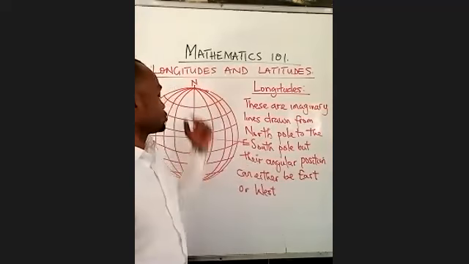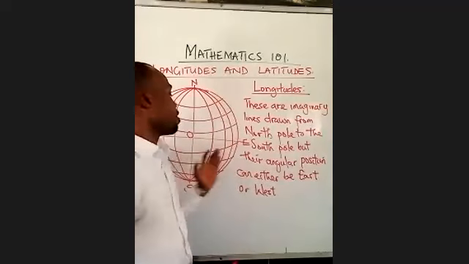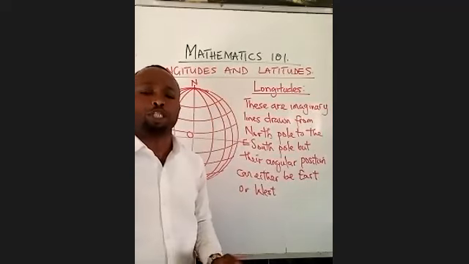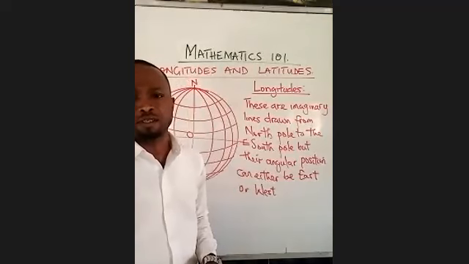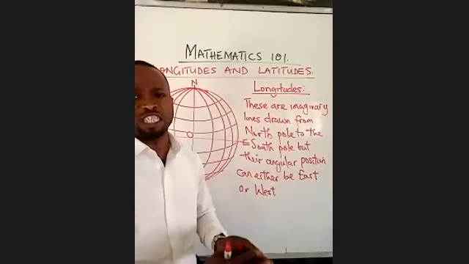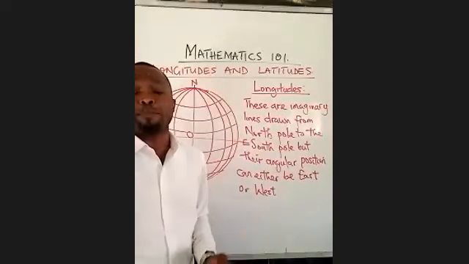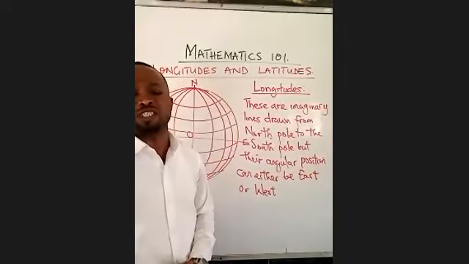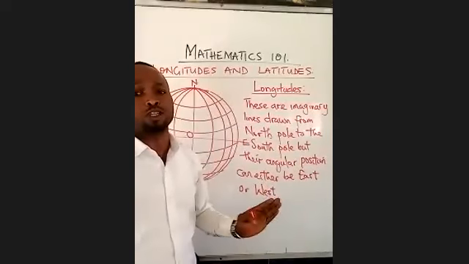from North Pole to the what? To the South Pole. But their angular position can either be what? East or what? Or west. What do I mean? When you see a question and you are given like 120-degree east, what is that? Is it a latitude or longitude? 120-degree east, you should know according to the definition, the angular position can either be what? East or what? Or west. So anytime you see in the question that they are talking about either east or west, you should know that that one is what? Is longitude.